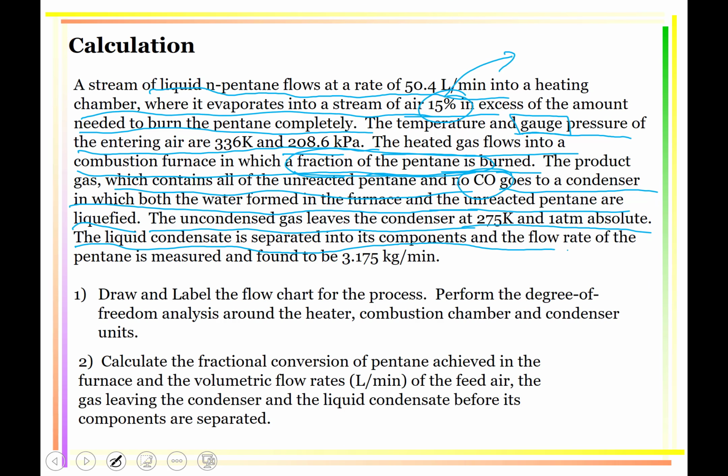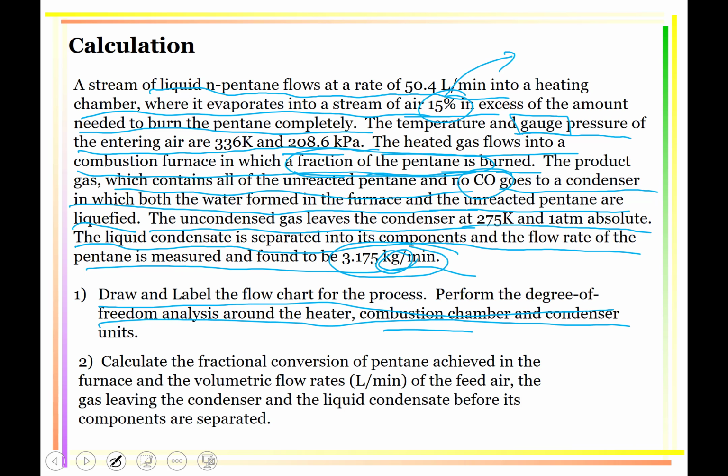The liquid condensate is separated into its components and the flow rate of the pentane is measured and found to be, okay, so we're going to convert it to moles, and we're going to figure out what the amount of unreacted pentane is. And we'll use that to look at our conversion. Okay, so your first part is draw and label the flow chart, perform the degree of freedom analysis around the heater, combustion chamber, and condenser units. And then calculate the fractional conversion of pentane, volumetric flow rates of the feed air, the gas leaving the condenser, and liquid condensate before its components are separated.